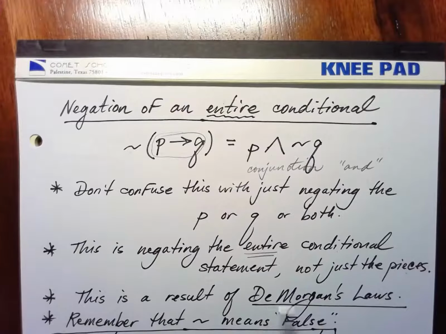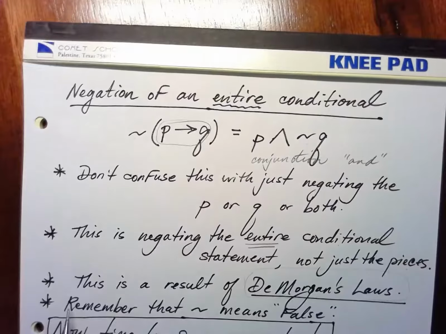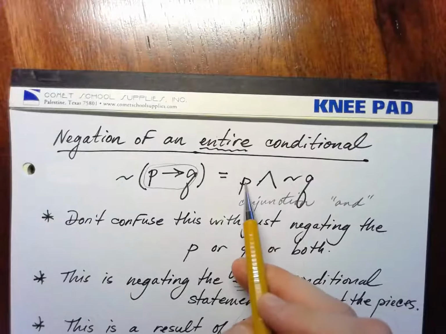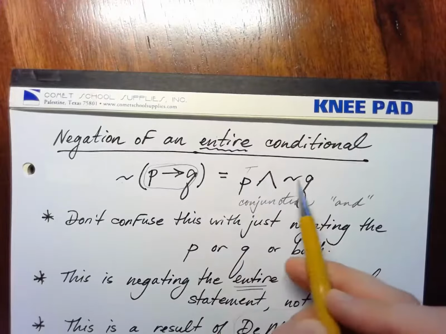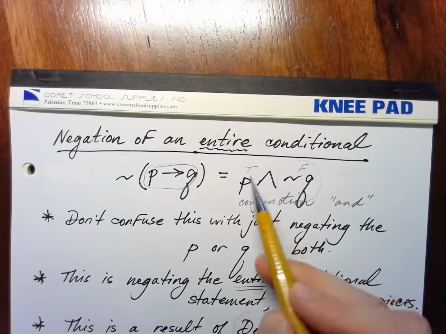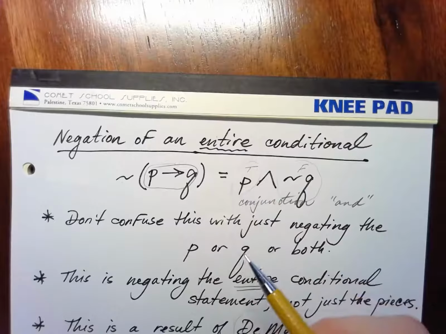This is a result of something called De Morgan's laws, which we're not going to study in this class, but it's really important to at least know that they're out there and know that you've seen the name before when you run into it again in life. And I just want to remind you that the little tilde means false. So what this means is that P is true and Q is false. Not Q means that Q is false, and P means P is true. Okay.